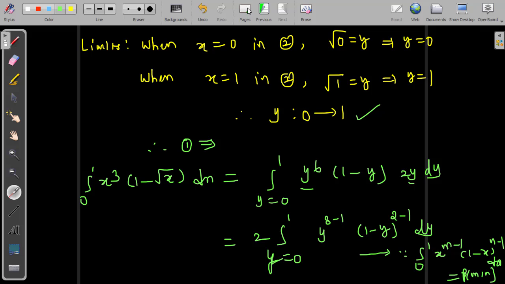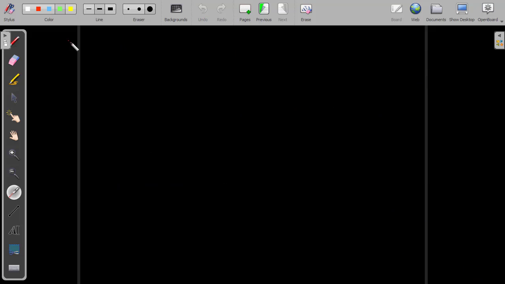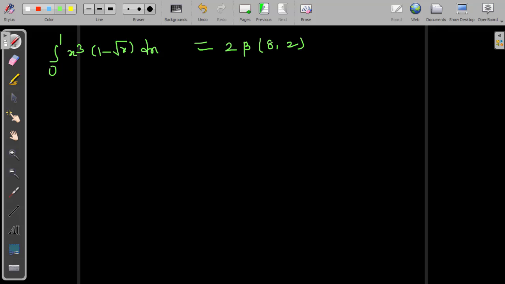The next step I will be writing: this is equal to 2 times, the 2 already there, beta of 8 comma 2. That's your answer. LHS is the integral from 0 to 1 of x to the power of 3 times (1 minus root x) dx, and this is equal to 2 times beta of 8 comma 2. That's your answer.